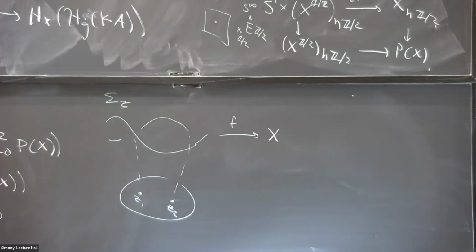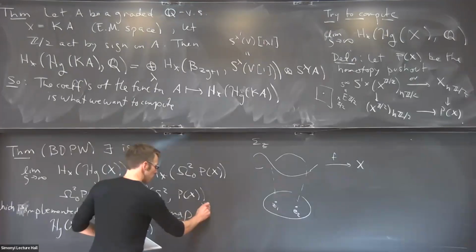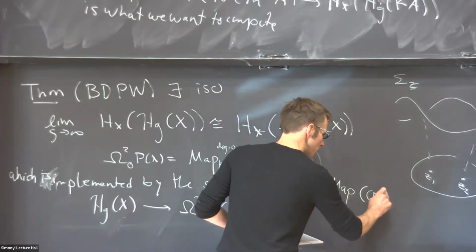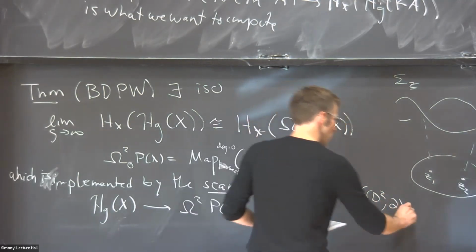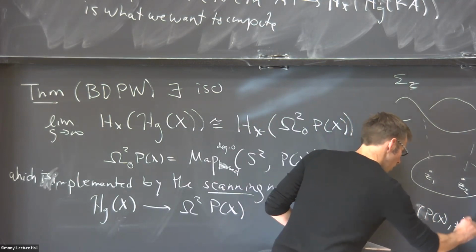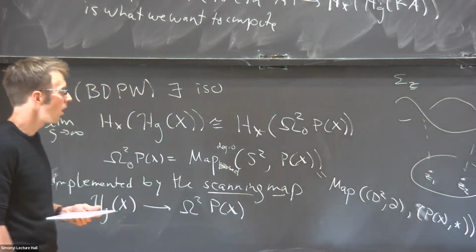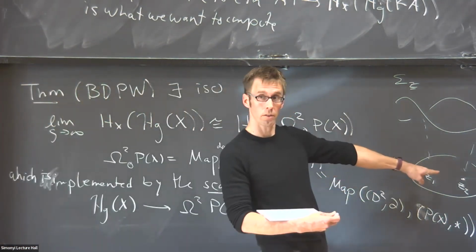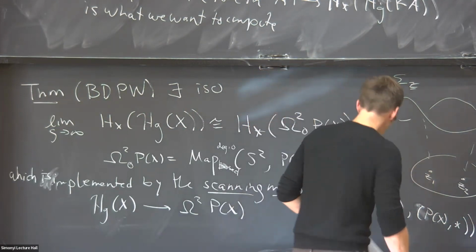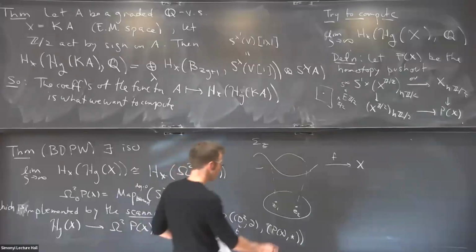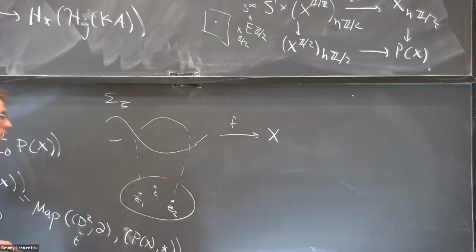And what I will do is, I should have done this better. This is the same thing as maps of pairs from the disk relative to the boundary to P of X relative to the base point. So rather than telling you a map from a sphere, I will tell you a map from a disk. Basically, here's a disk. Let me take t to be an element of that. So here's my point t in the disk, and I can lift it up.